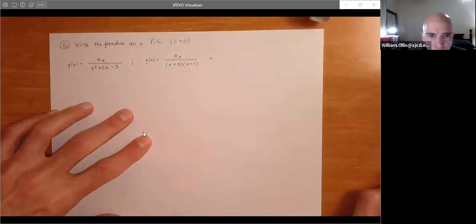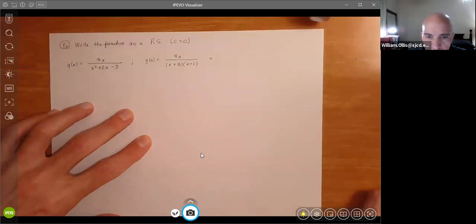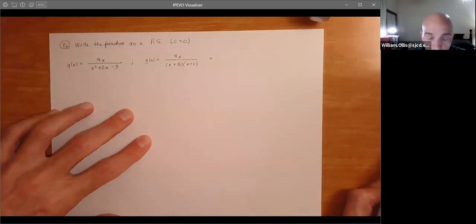Here, let me take the brightness down just a little bit. I don't want it to look like you can't see. There we go. That looks a little better.